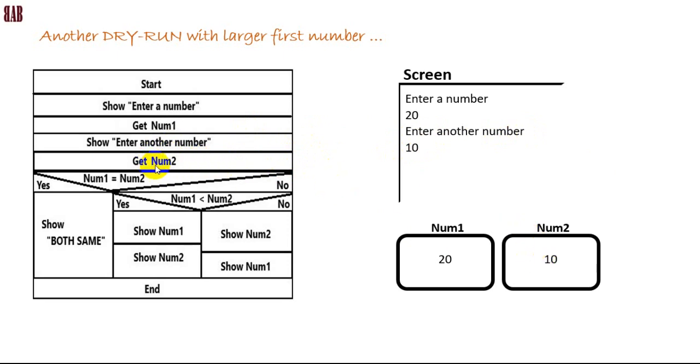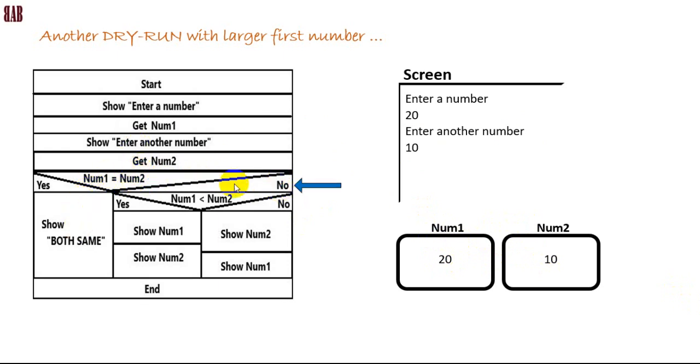Then after this accept, we go to the next line, which happens to be the condition of the decision box. So here we are checking num1 equals to num2. Is this equal to this? Num1 and num2, right? 20 equals to 10? No. So if it is yes only, you have to come this way. So since it is no, we go to this side.